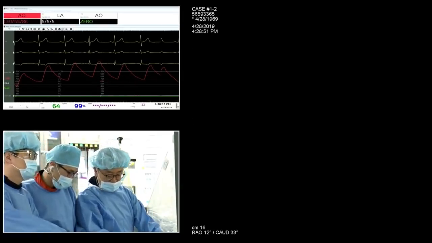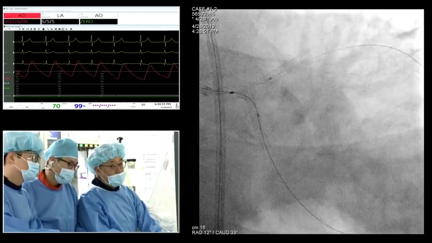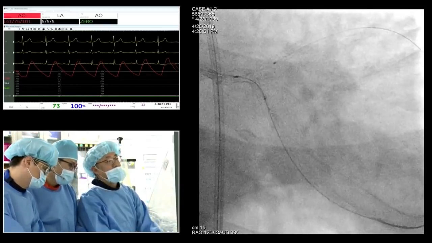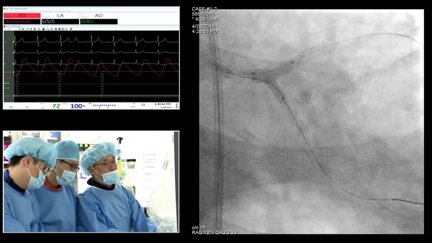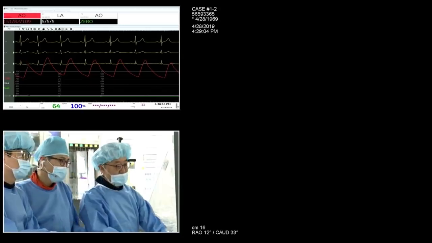Professor Chen, you're now doing your DK crush through the radial route now. Okay. I mean, you're now doing your DK crush technique, most of the time through the radial. Yeah, usually, got it. 6 French.